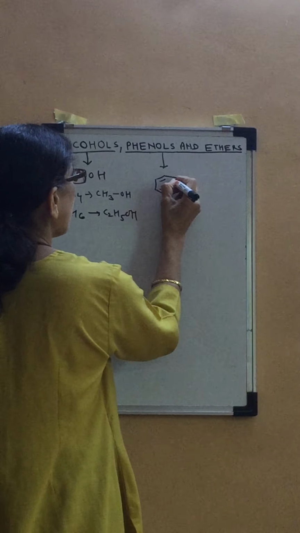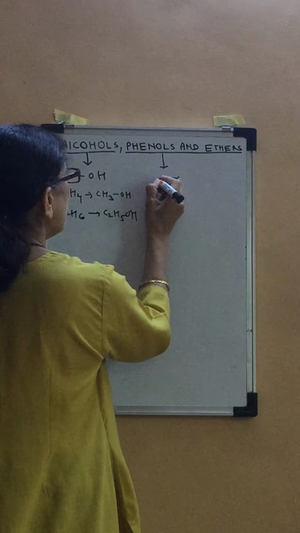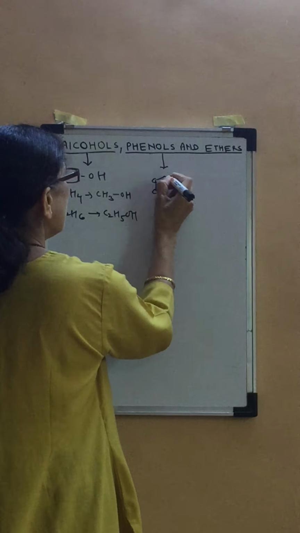Phenols are again hydroxyl derivatives of benzene. They are obtained by substituting one or more hydrogen atoms of the benzene ring by OH groups.